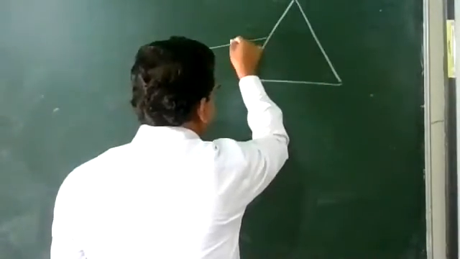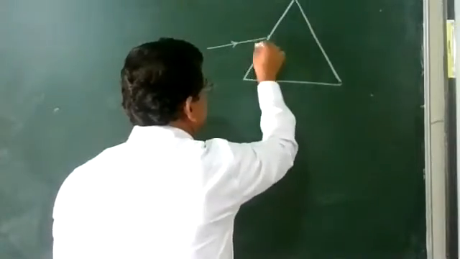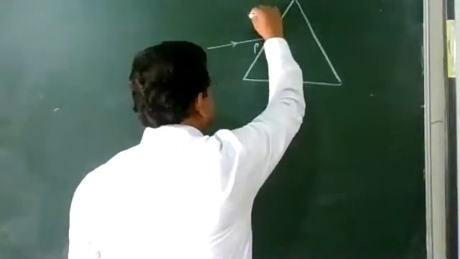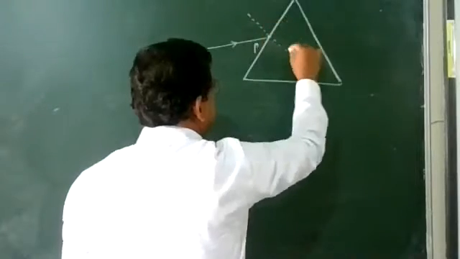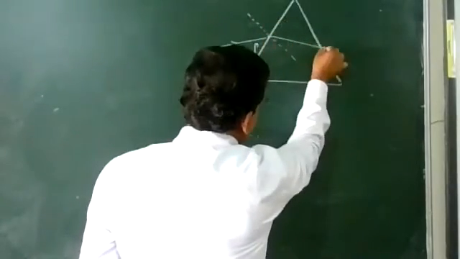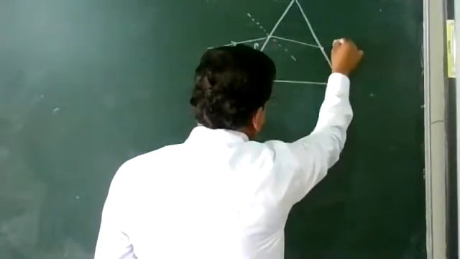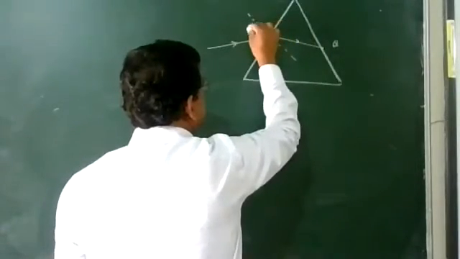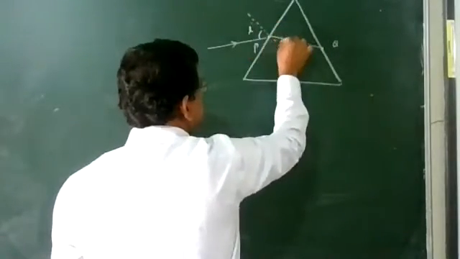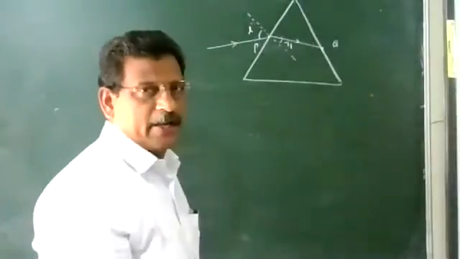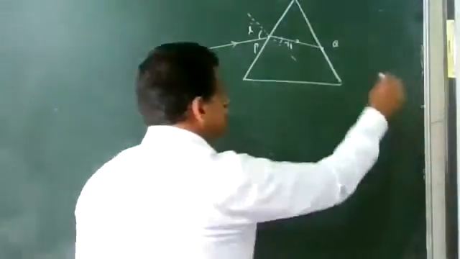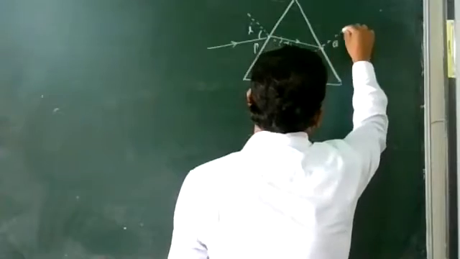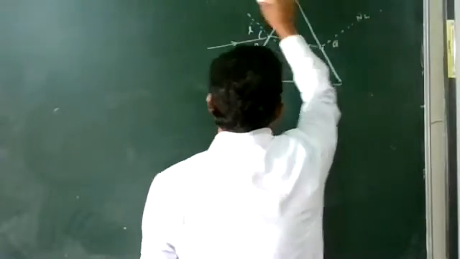Incident ray, which is at the point P. Normal. When it bends towards the normal, it is at the point, say, Q. The angle is I. The angle is R. Again draw the normal at the point Q. Normal number 2, and normal number 1.